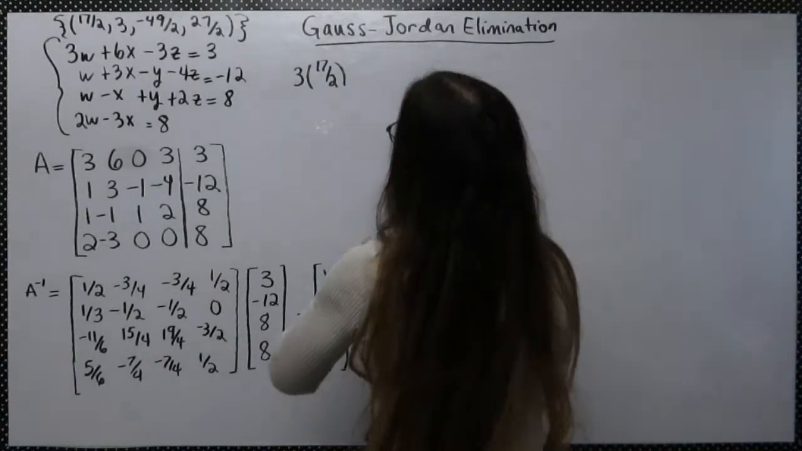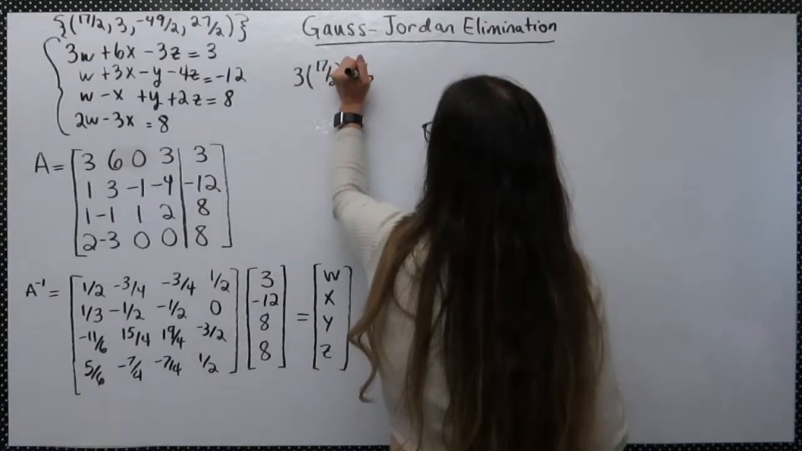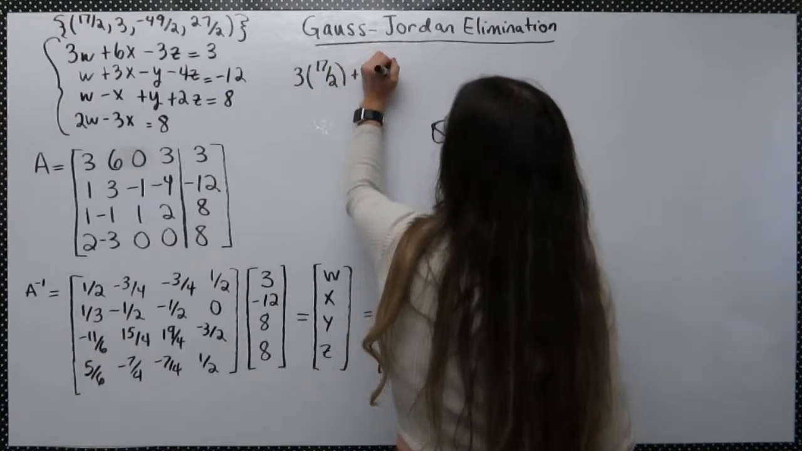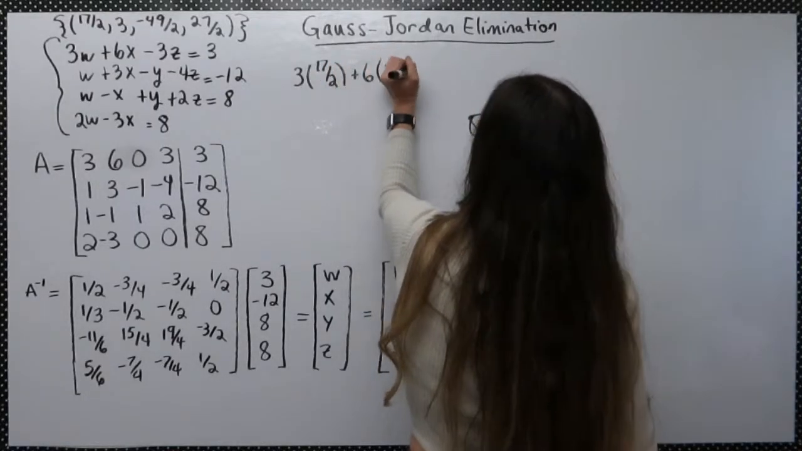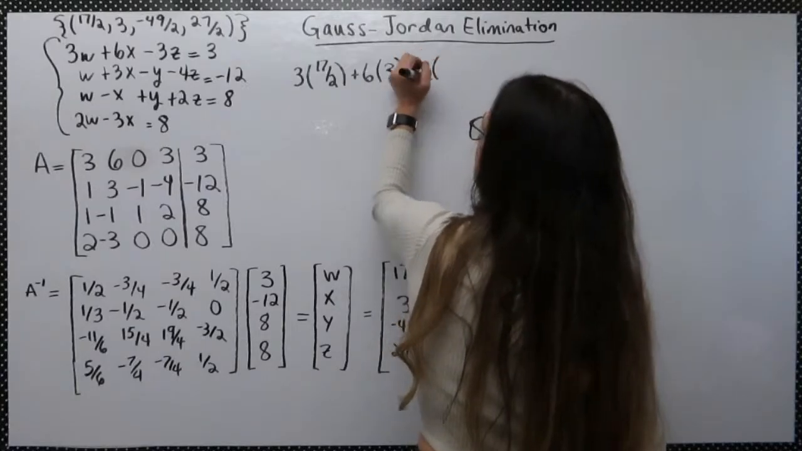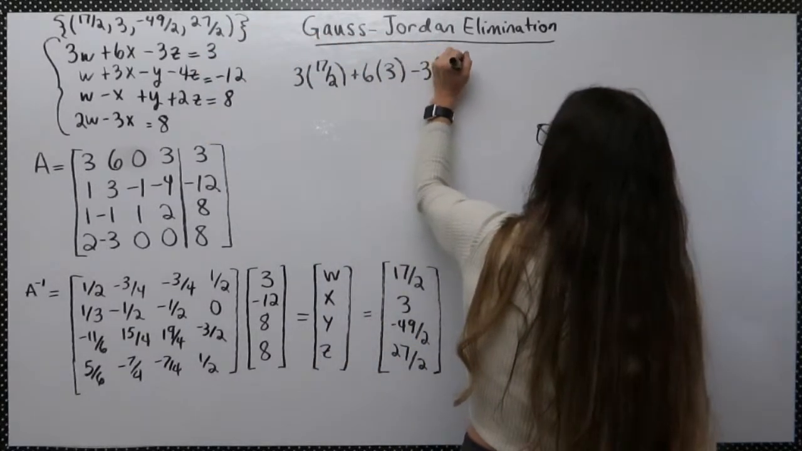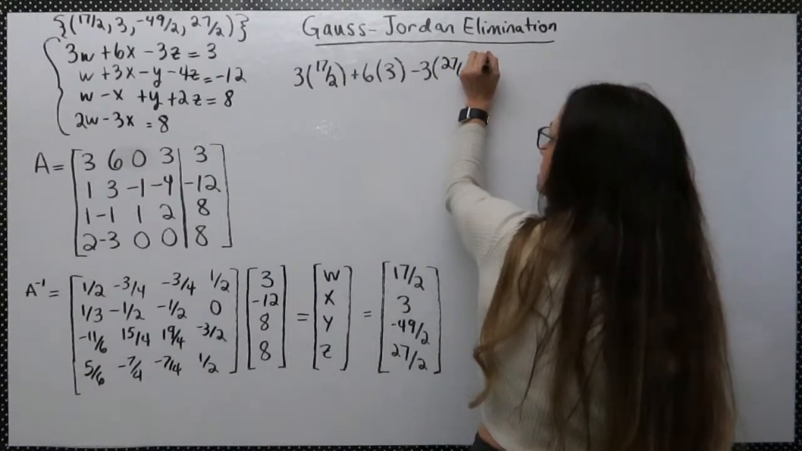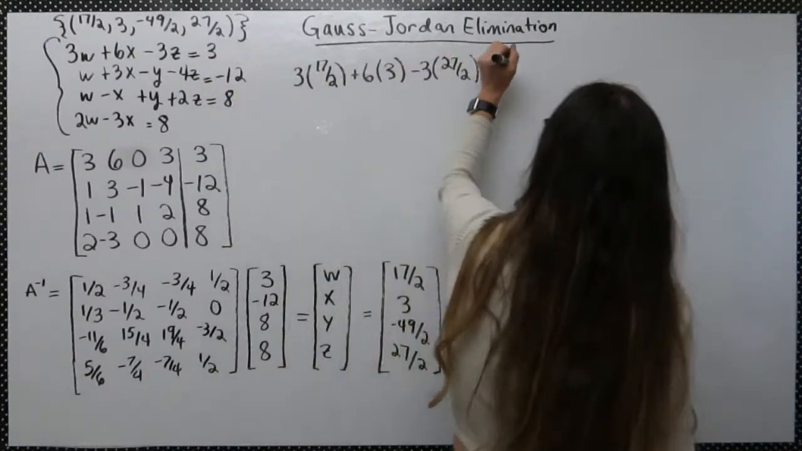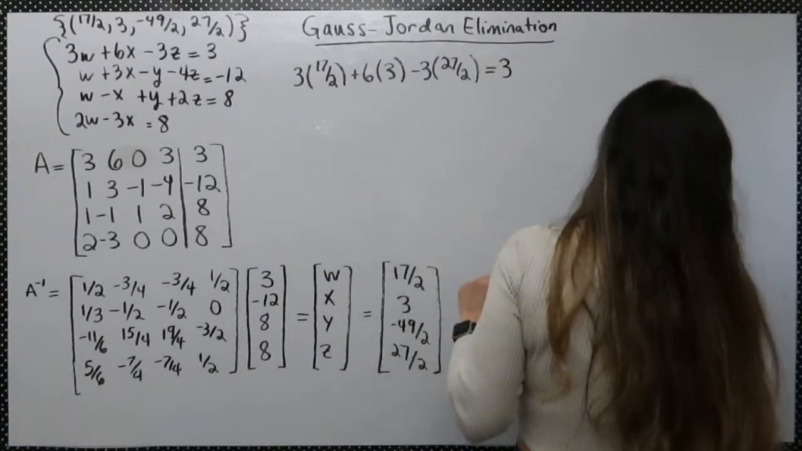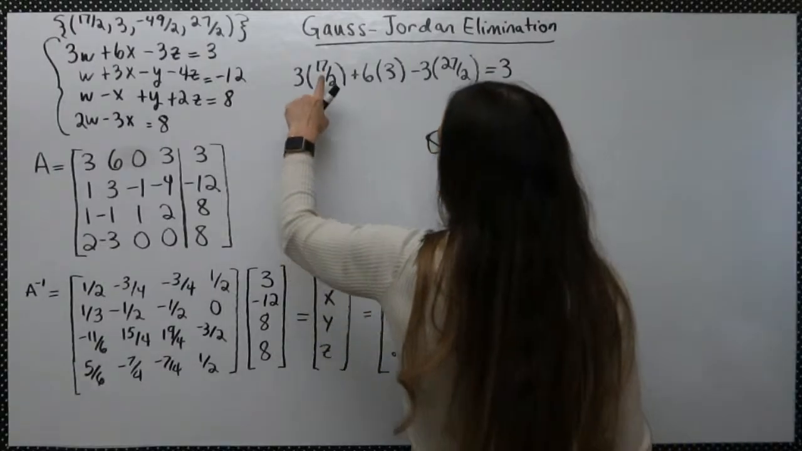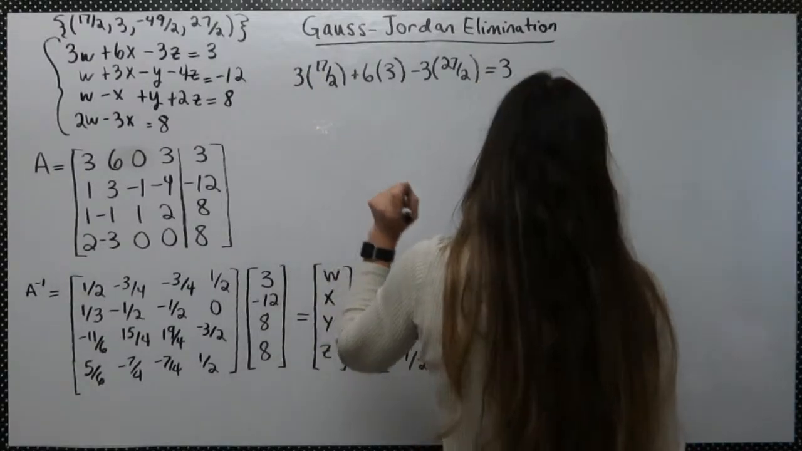Okay. So it's plus 6 times 3 minus 3 times Z, which was 27 halves. And that's supposed to equal 3. So let's see if we can get this to equal 3. So 17 times 3 is 51.